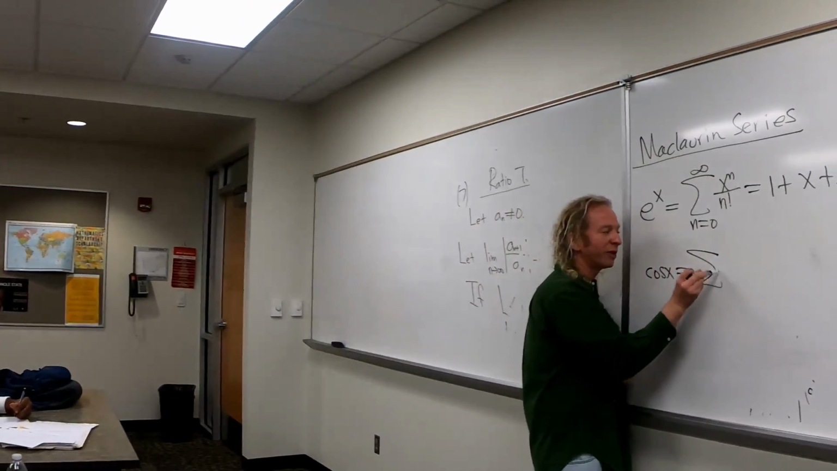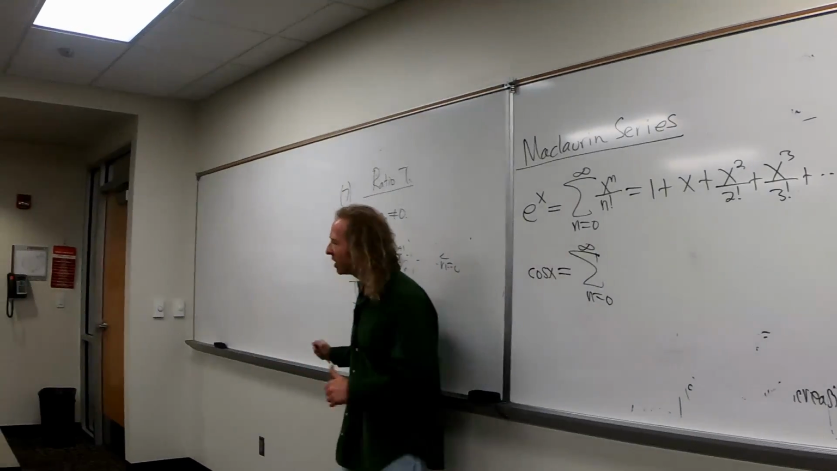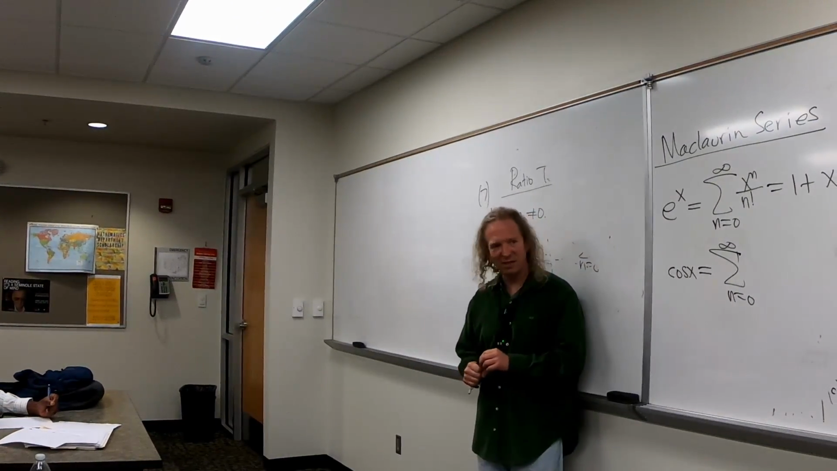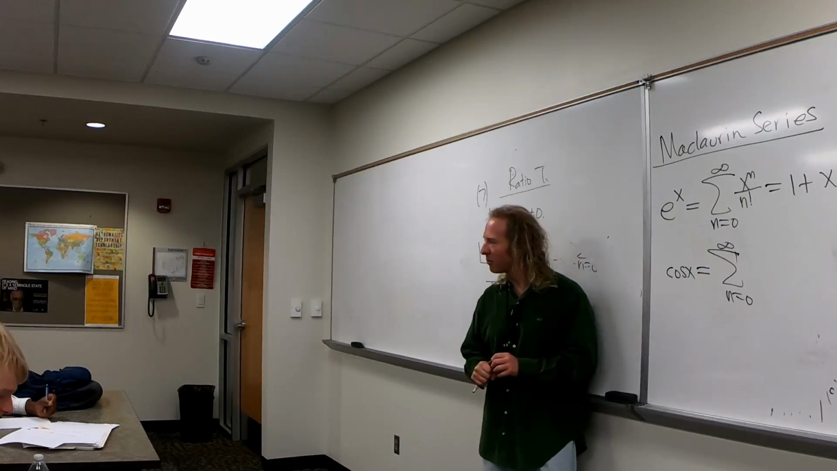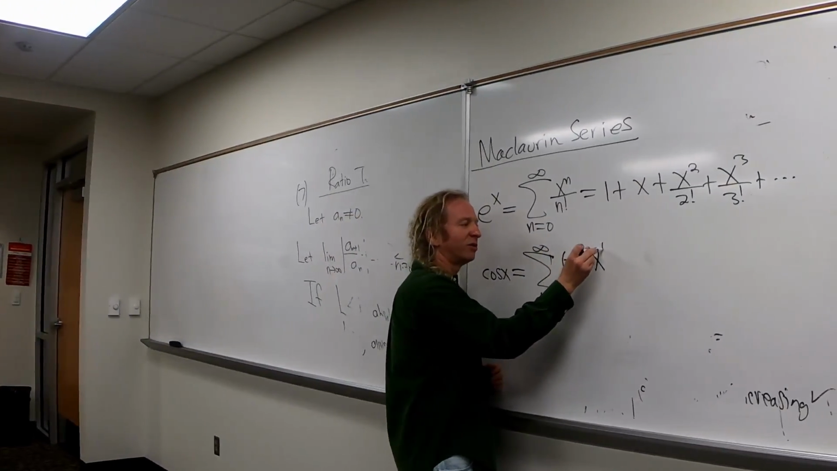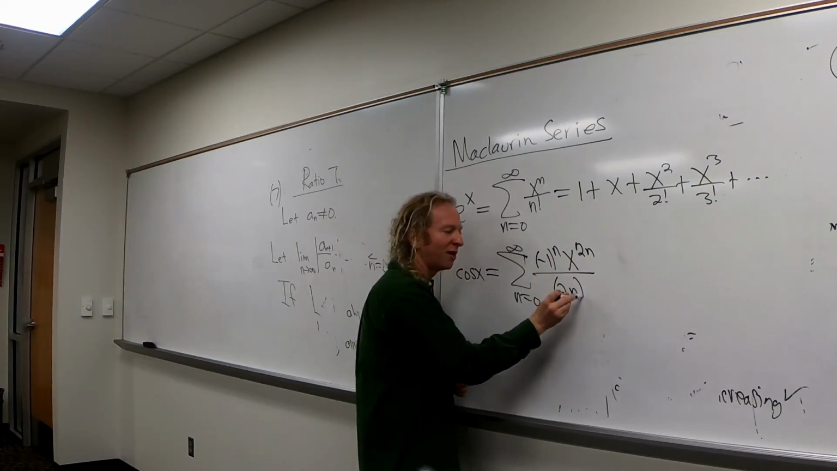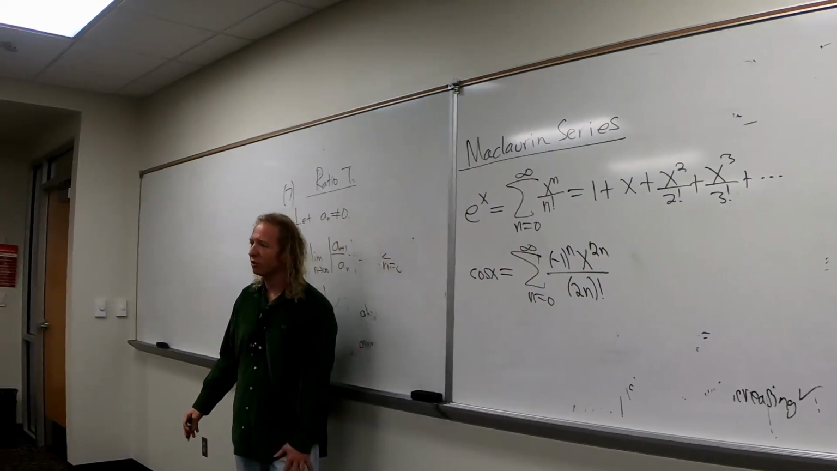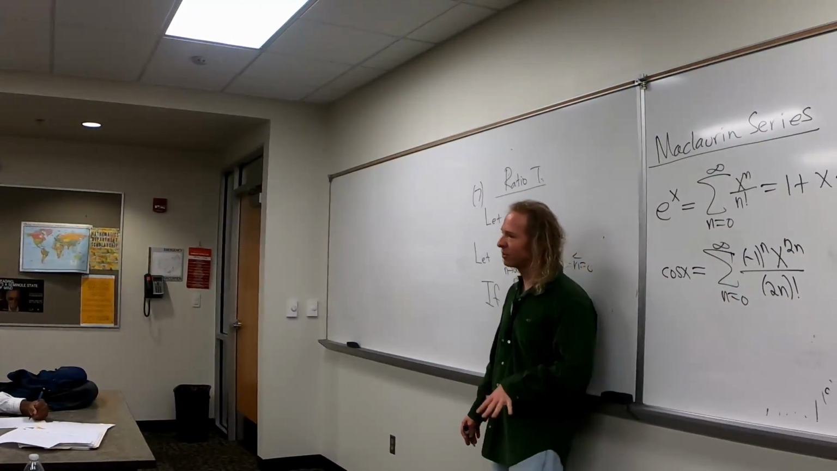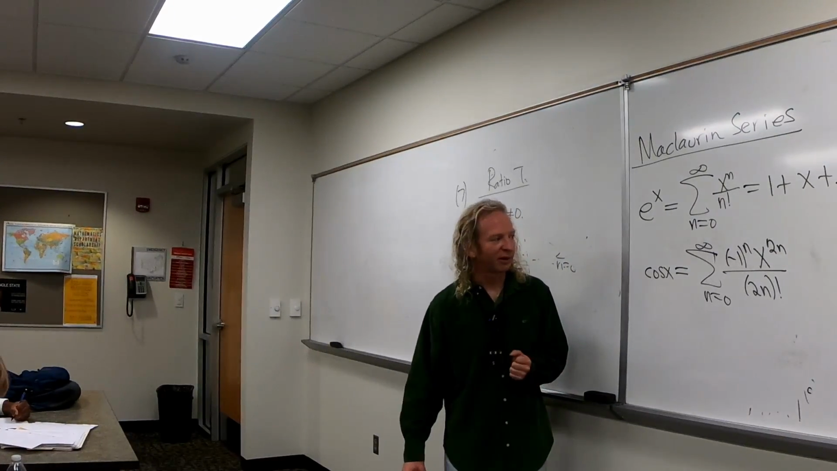The Maclaurin series for cosine is really interesting, and there's an easy way to memorize it. Is cosine an even function or an odd function? Even. It's even. Yes, it has only even powers of x. So it looks like this: negative 1 to the n, x to the 2n, over 2n factorial. Cosine is an even function, so it has only even powers of x. That's the best way to know it, I think.